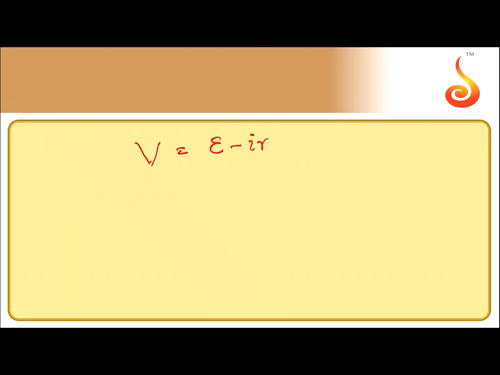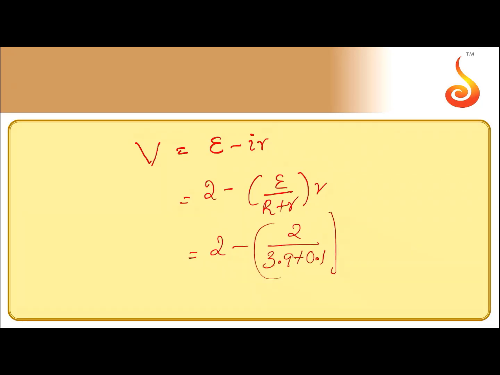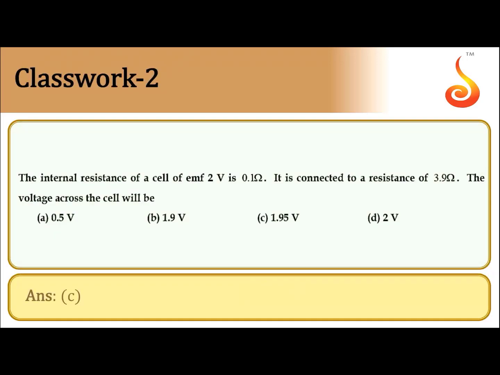So, we can simplify it further. What is the value of E? EMF is given as 2. The internal resistance is 0.1, and the current is given by E by (R plus r). So, 2 minus 2 divided by (external resistance 3.9 plus internal resistance 0.1) into 0.1. Upon simplification you get this as 1.95 volt. So, the terminal potential difference is 1.95 volt.